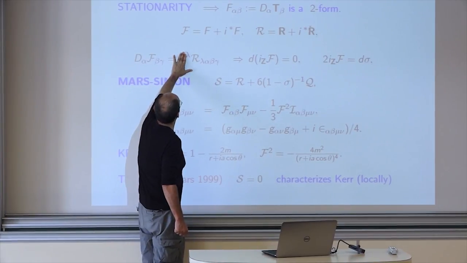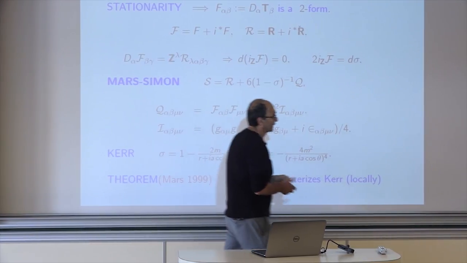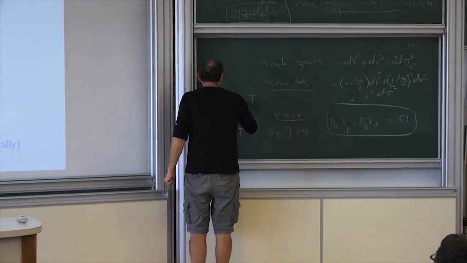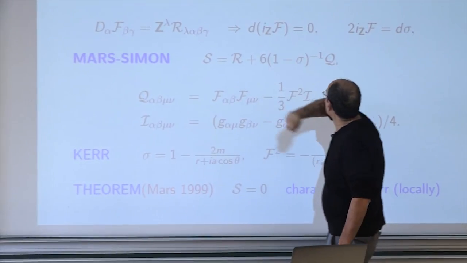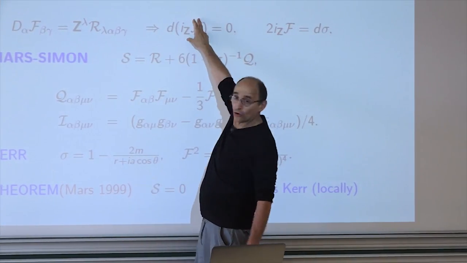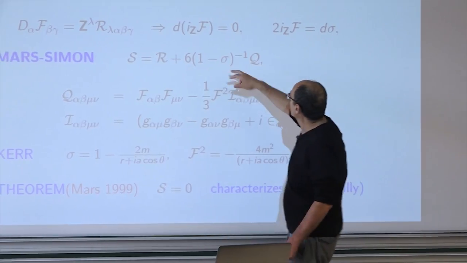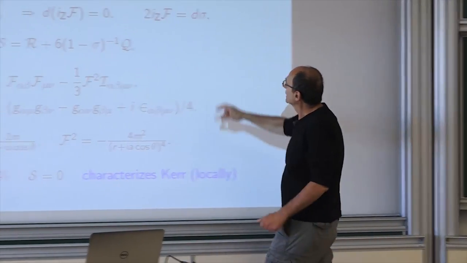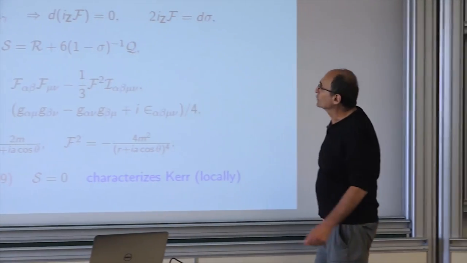I should have T here. I made a mistake. That should be T. In other words, if I take the contraction of F with T, so F alpha beta T beta, that's what I mean here. So please read it as T rather than Z. So it means that d of this one-form, because this was a two-form and if I take the contraction, I get a one-form, d of it is equal to zero. It means, for simple topological reasons, that this quantity is given by the exterior derivative of a scalar, and this is called the Ernst potential.